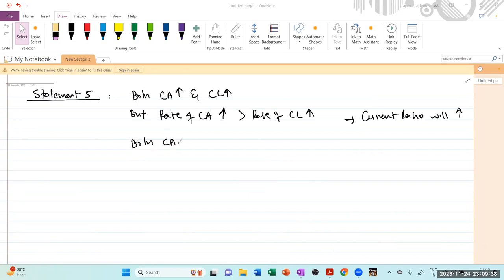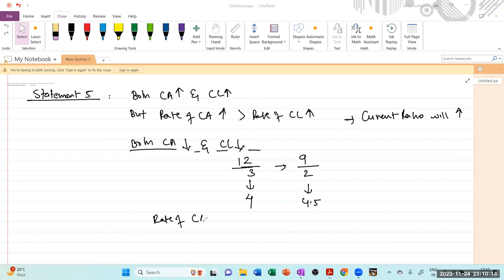Both current assets and current liabilities decrease. Very, very interesting statement. Let us say 12 upon 3 now becomes 9 upon 2. This is 4 and this is 4.5. Both current assets and current liabilities have decreased. If the rate of current asset decrease is greater than the rate of current liability decrease, then current ratio will increase.